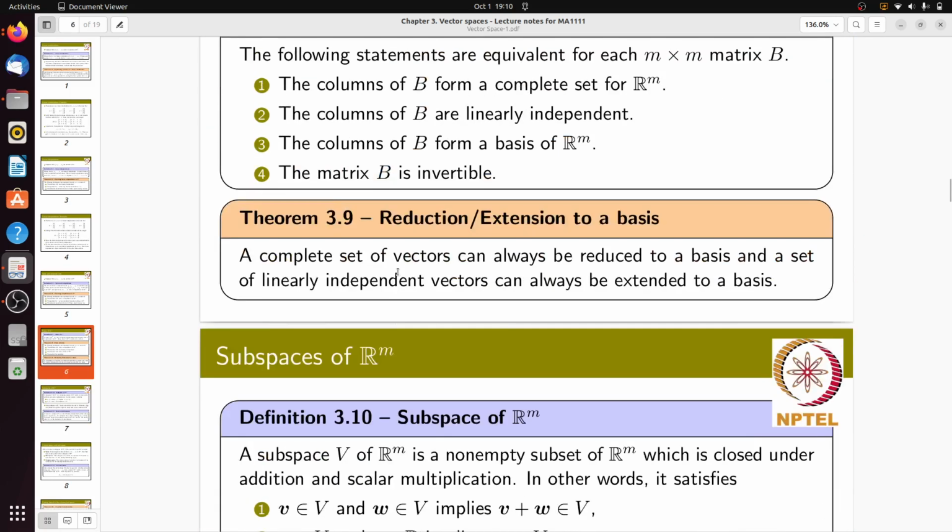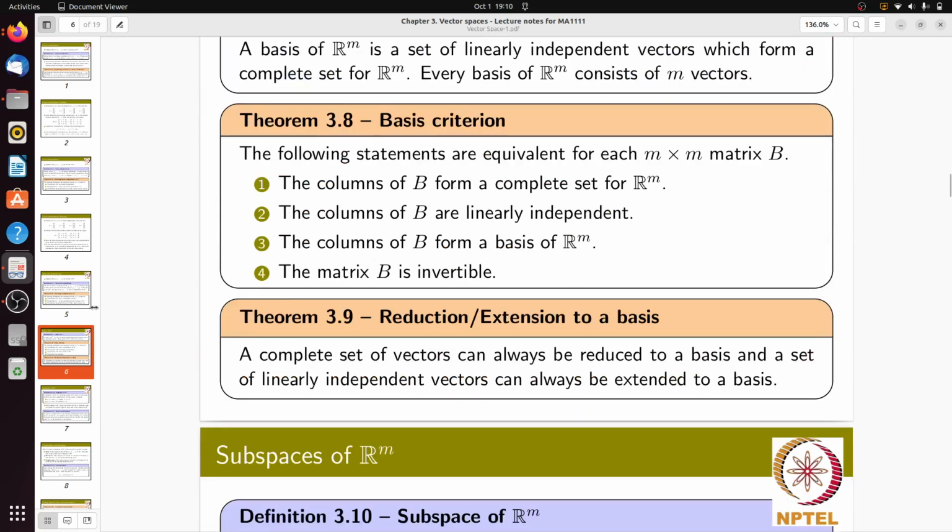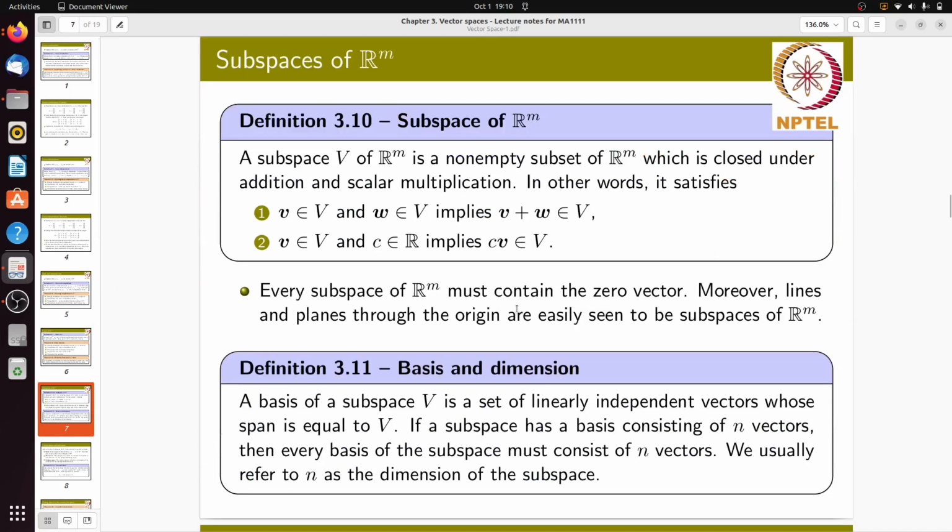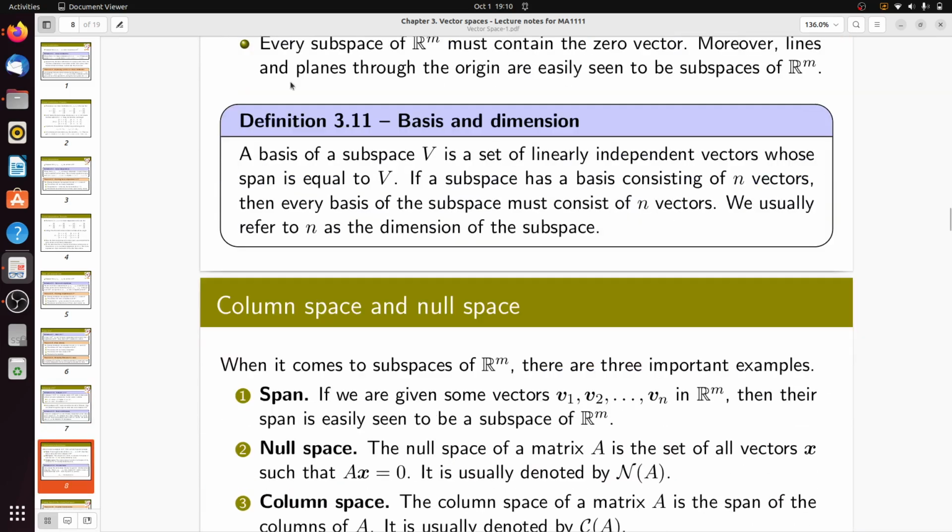Now these notes will be effective for you when you try to understand basis and dimension and all. Now, in sets we have subsets, but in vector space we have the concept of subspace. Okay. And what is basis and dimension? A basis of a subspace V is a set of linearly independent vectors whose span is equal to V. If a subspace has a basis consisting of n vectors, then every basis of the subspace must consist of n vectors. We usually refer to n as the dimension of the subspace.